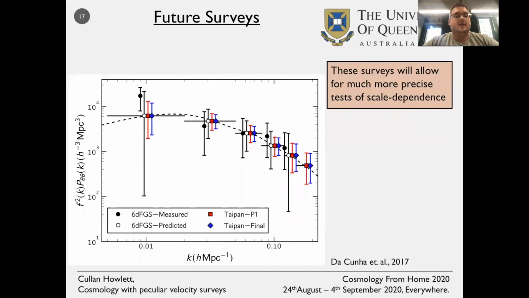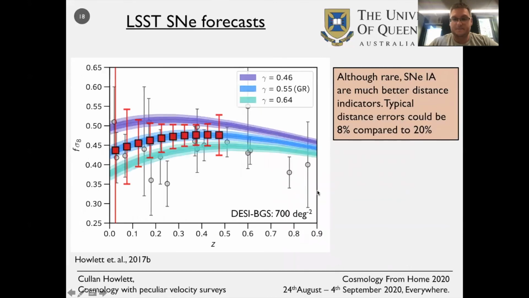To demonstrate this, here I'm showing some forecasts for the Taipan survey. Here is a plot of the scale dependence of the growth rate again. The black points show 6dF measurements and predictions. And in colored points, we have the forecast for Taipan. Taipan's going to improve both the errors we get in each bin and also allow us to go to smaller scales than current measurements.